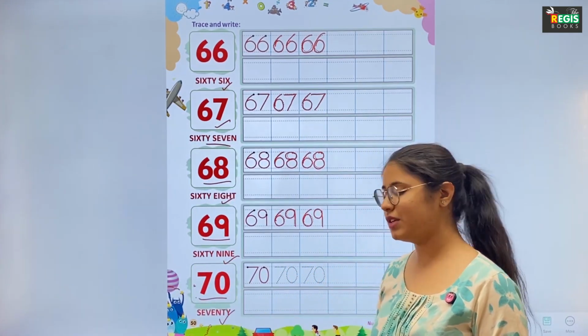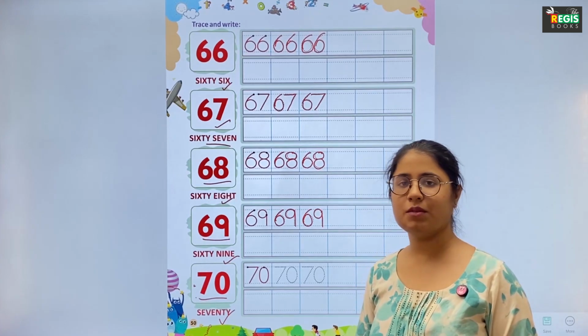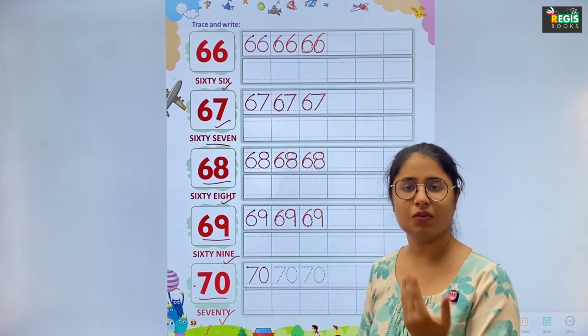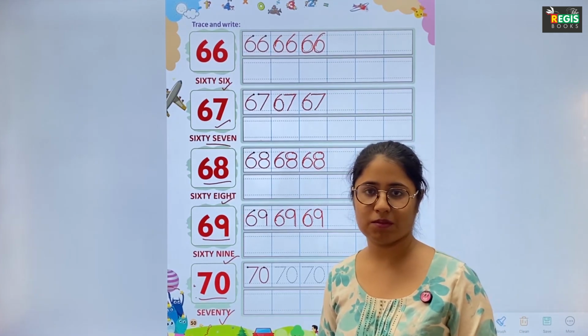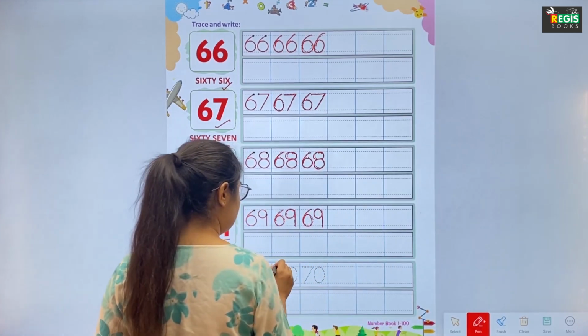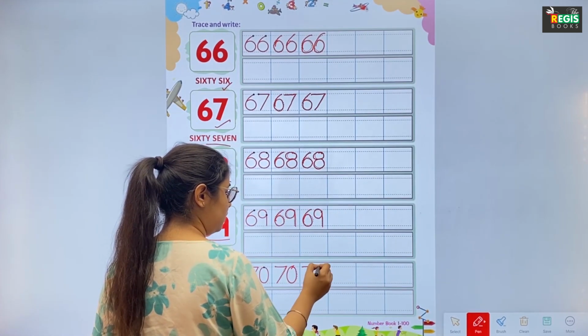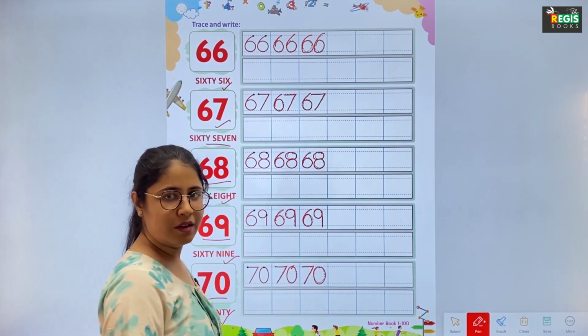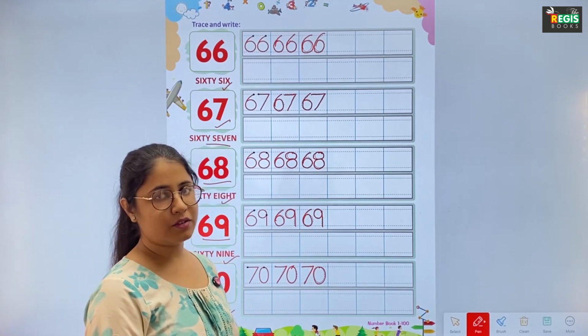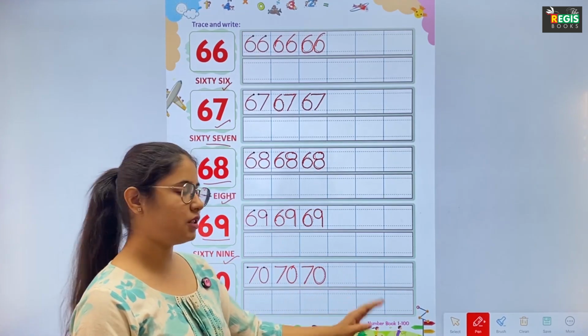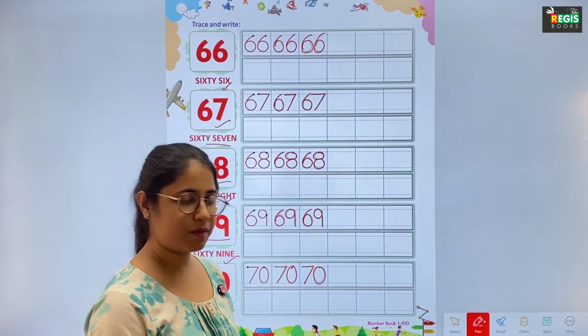7, 0, 70. We write the number 70 by writing 7 and 0 together. So let's write with me. 7, 0. Now you will do the practice of writing 70 in the rest of the boxes.